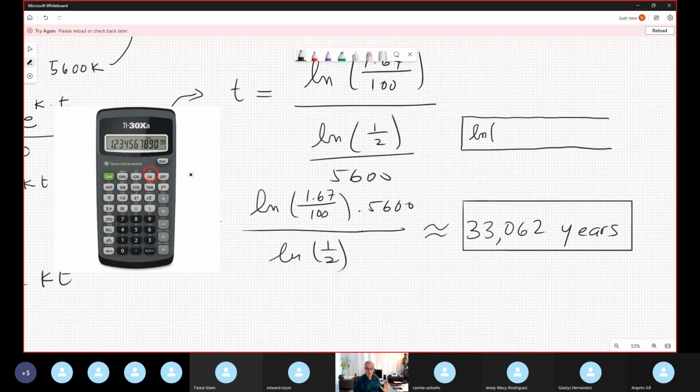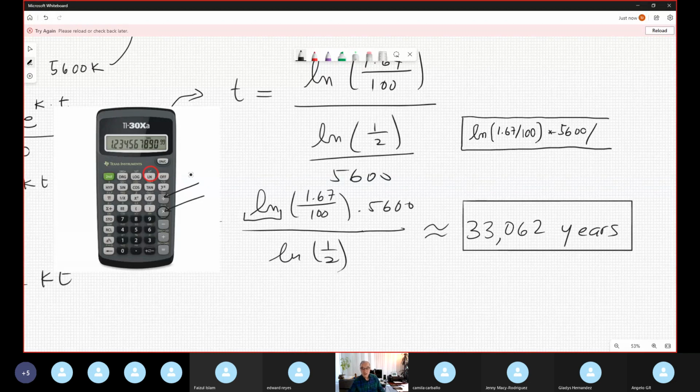Everyone follow me? It's important for me you follow me because you need to do it by yourself in the test. Now you put here inside, suppose that this is this logarithm, 1.67 divided by 100. And close the parenthesis to indicate that we finish the logarithmic part. Now multiplication, this key, multiplication 5600 divided by, division is this key.